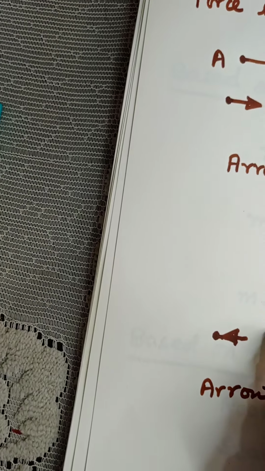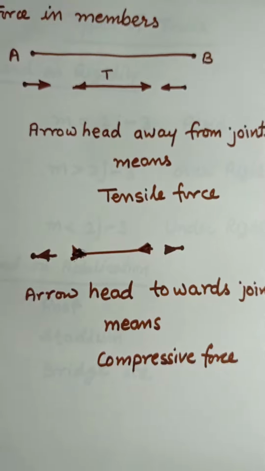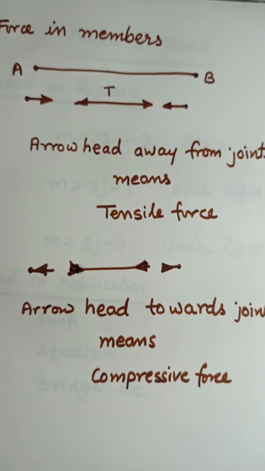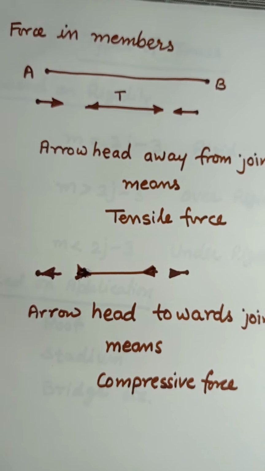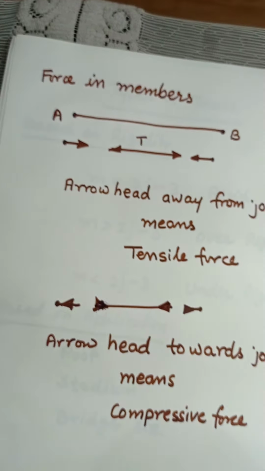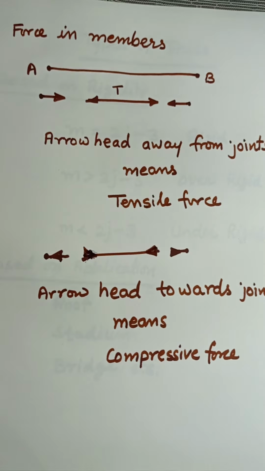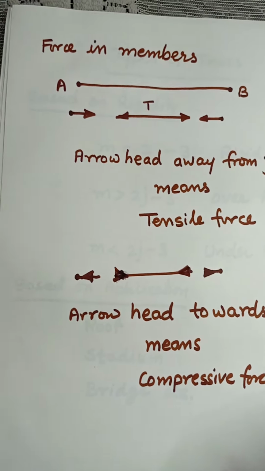This should be like this. Okay, so it is under compression. The member is reducing in length. An arrowhead towards the joint means a compressive force. This is a general assumption we use when we analyze the forces in a truss. Tensile means away from the joint, compressive means towards the joint.